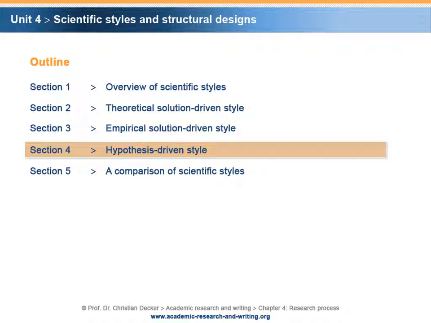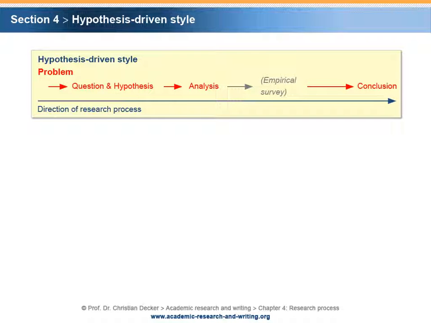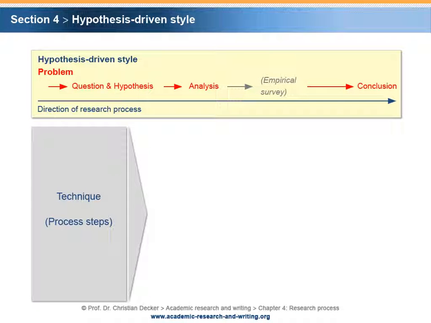Section 4. Hypothesis-driven style. Only in rare cases a pure hypothesis-driven style is used in business sciences. Frequently, it is used in social sciences and humanities. The technique with its process steps can be laid out as follows.